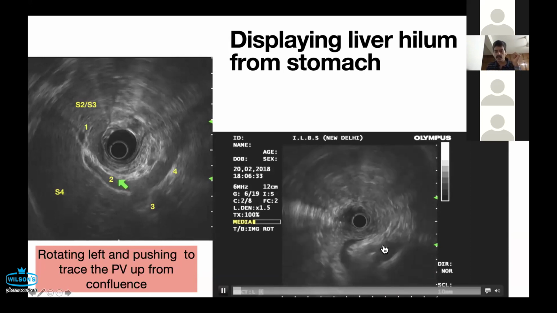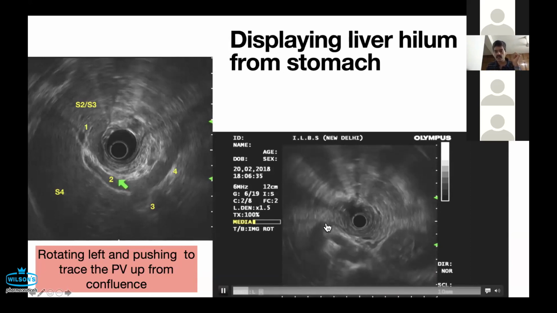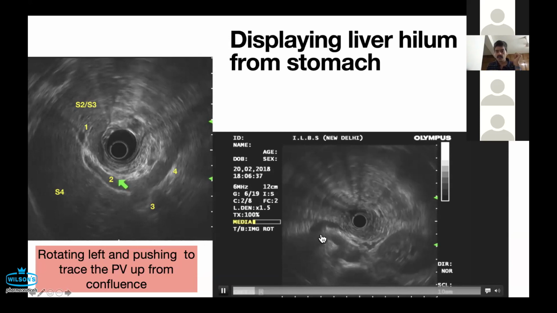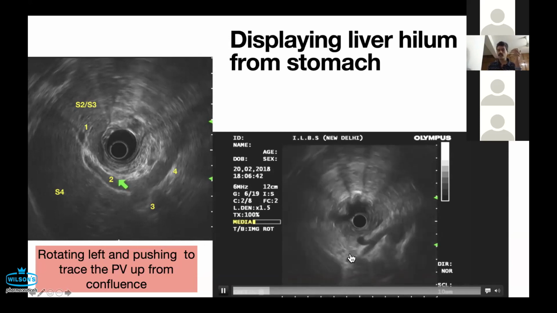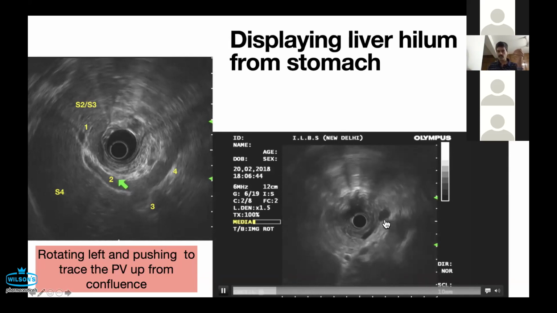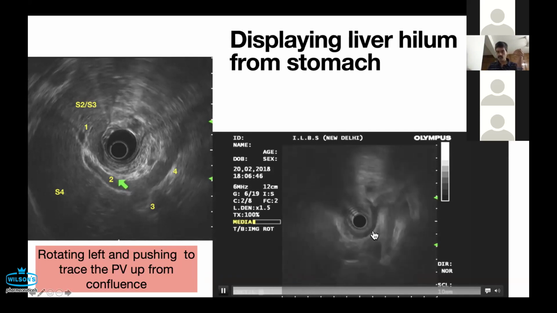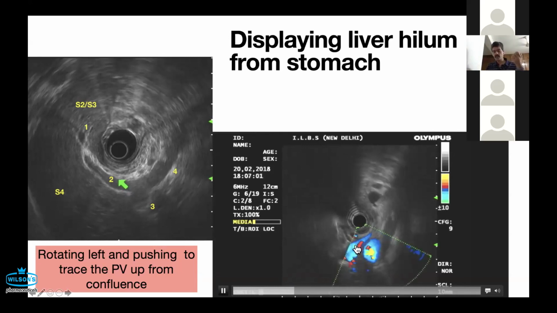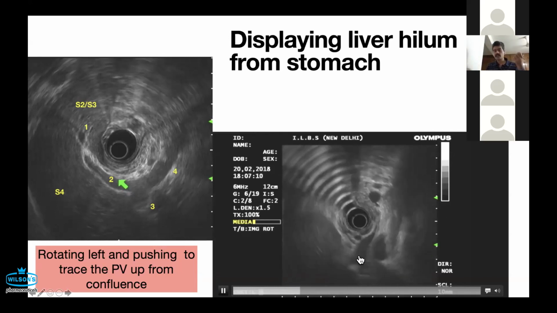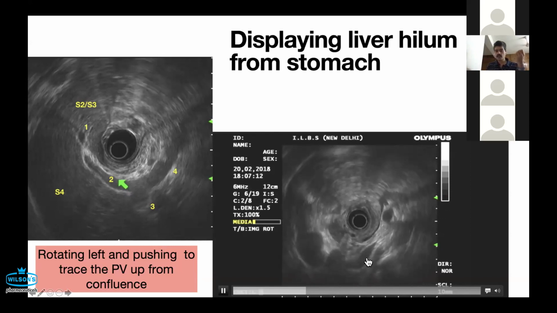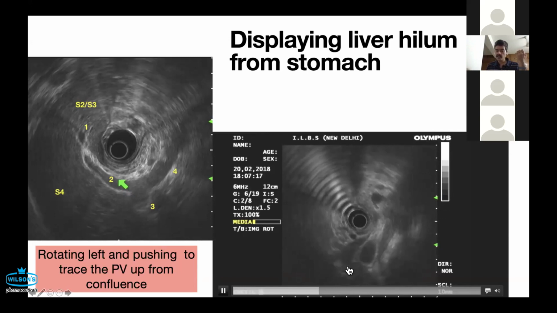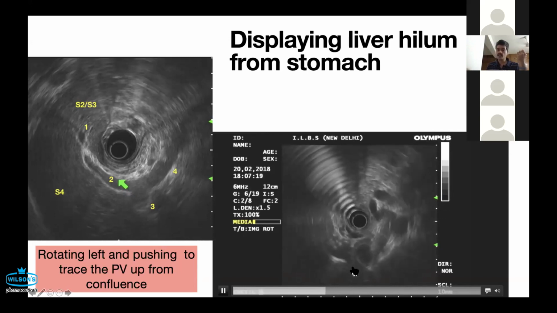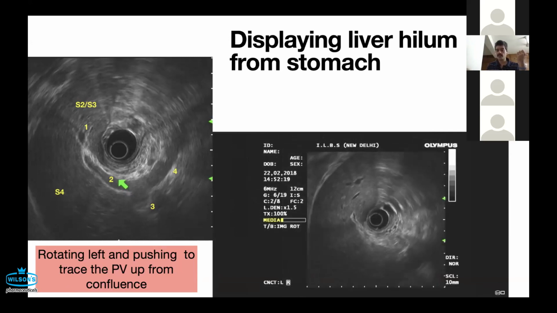You can all recognize the celiac trunk, the club head sign. But what is not commonly recognized is that you can actually trace the celiac to the splenic artery and also the hepatic artery. And you can take the portal vein from the club head to the liver hilum like this. And so you see the portal vein, the IVC, the hepatic artery and the liver hilar structures very well with a radial EUS probe from the mid-gastric body.